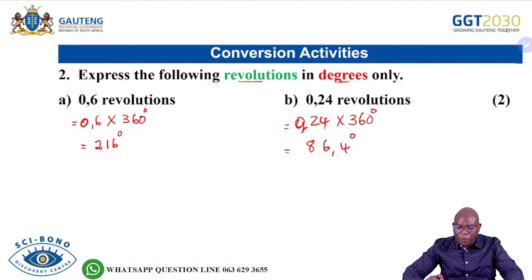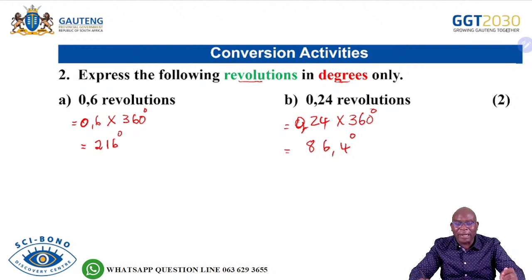Okay, right. The next activity is on conversions again. I'm doing conversions because, as I said, most of the time when we were marking, we see that learners are unable to do conversions. So this is very, very important. Now with this one, radians to degrees, also very important. When you do exam questions, you'll see how they ask this question: convert the following radians to degrees.